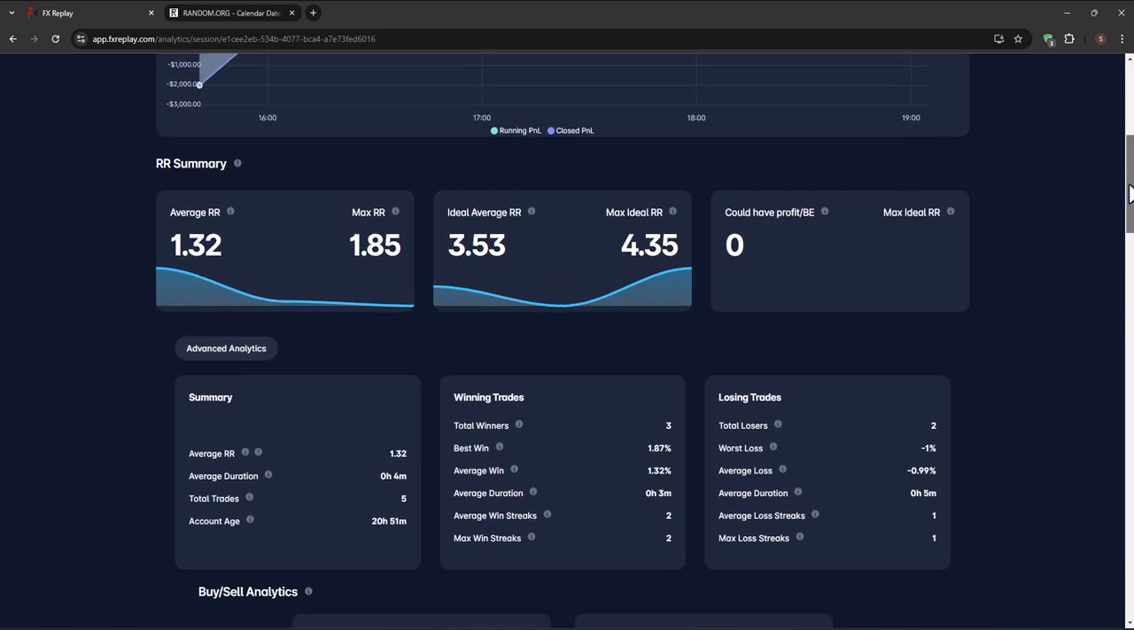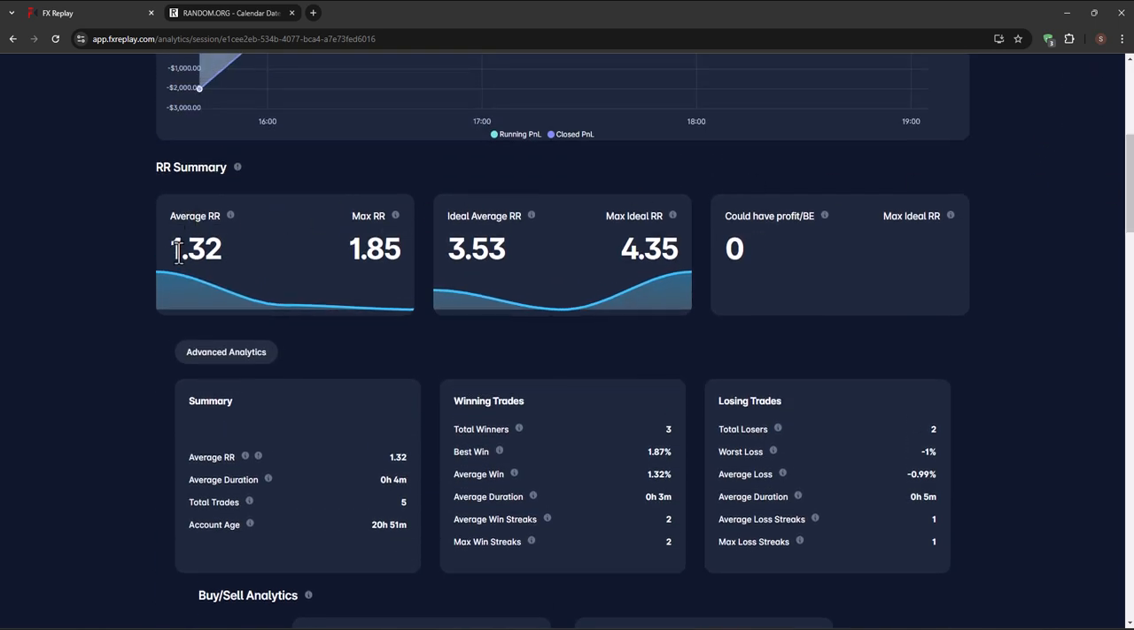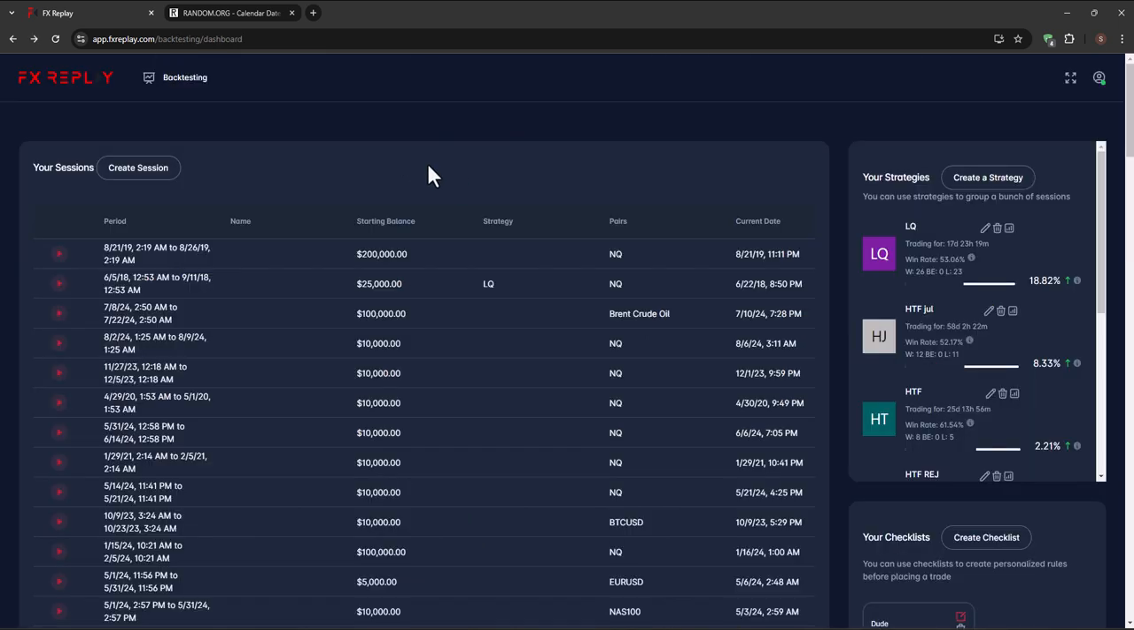Let's analyze the average RR, 1.3, right? This one went to 3.5, this one to 1.7, 2.7. Okay, so I could have worked on my targeting, and this is why I like FX Replay. It gives me these insights. And here's an example right here. So this is a previous backtesting session.